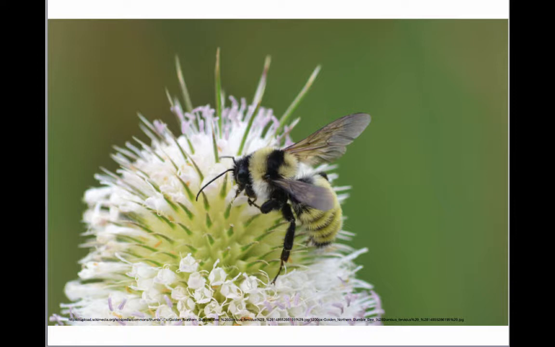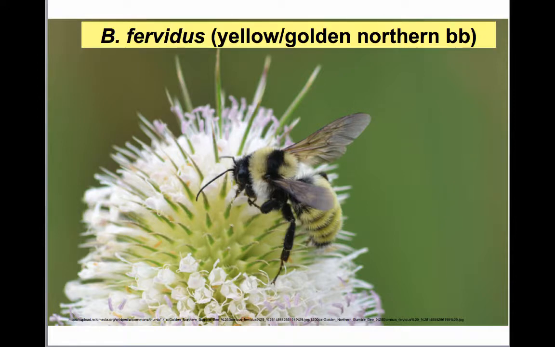Here we have a Bombus fervidus, which is also called the yellow or the golden northern bumblebee. You can see that most of the abdomen, except for the little black tail, is that golden color. Here's your second bee.